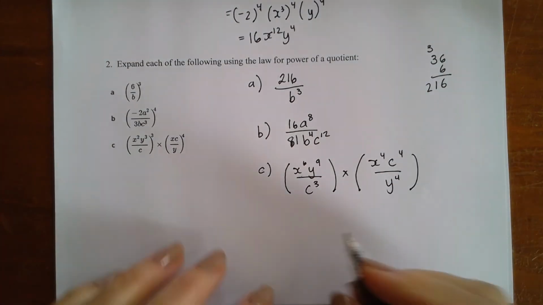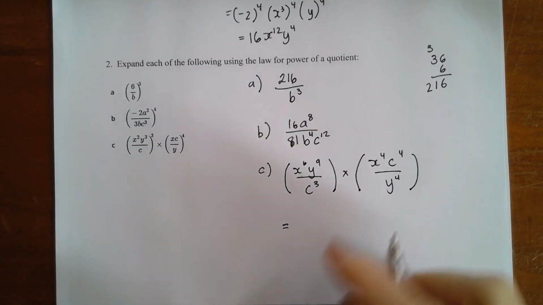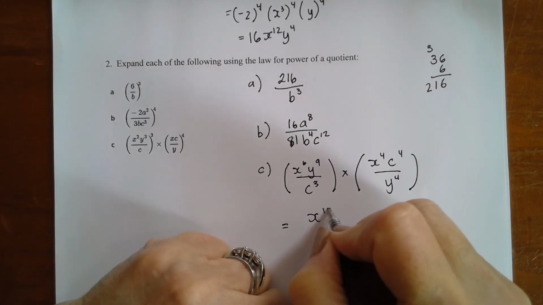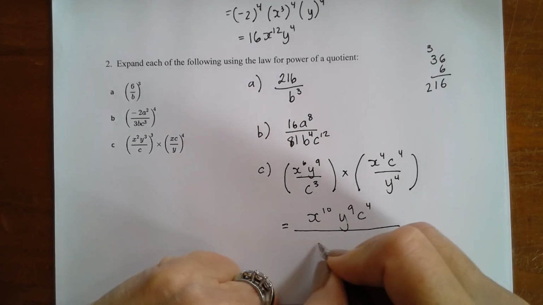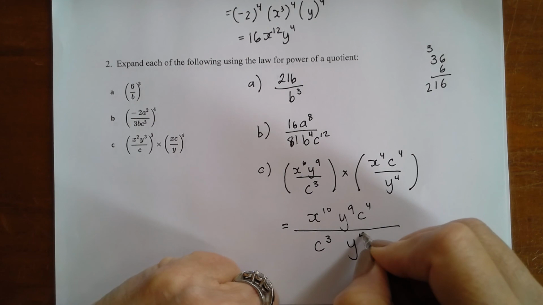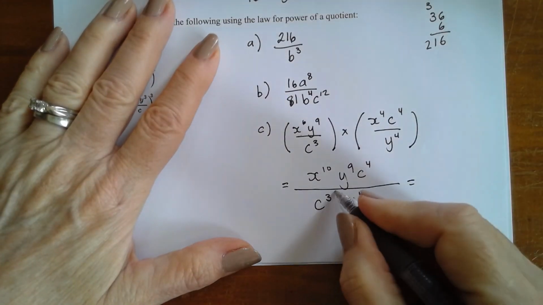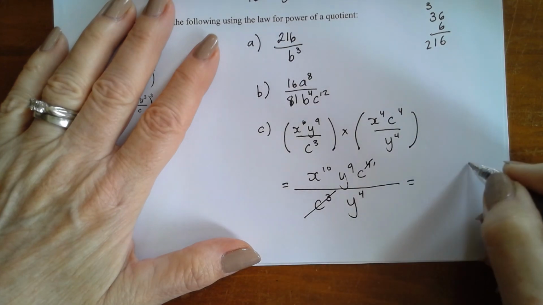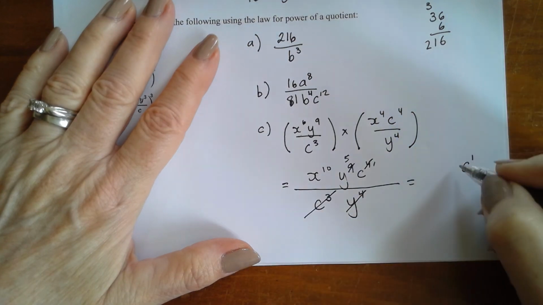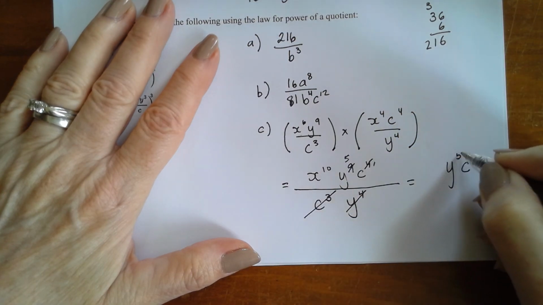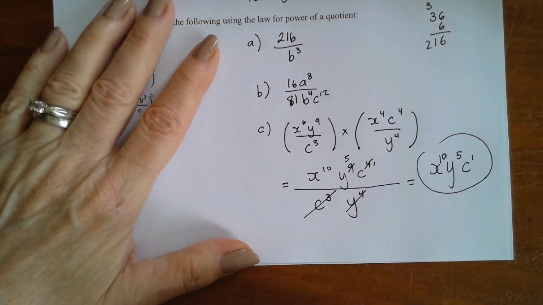Now I just collect everything up here. So here I have, when I multiply, I add exponents. So I have x to the 10th, y to the 9th, c to the 4th on the top. And on the bottom I have c to the 3rd, y to the 4th. And I'll remember my rule for division that I can cross that out and I have one of these. So I have c to the 1st power up here. And I can cross that out and I have 5. So I have y to the 5th and x to the 10th. Nice. You could just put c. You don't have to put c to the 1st.